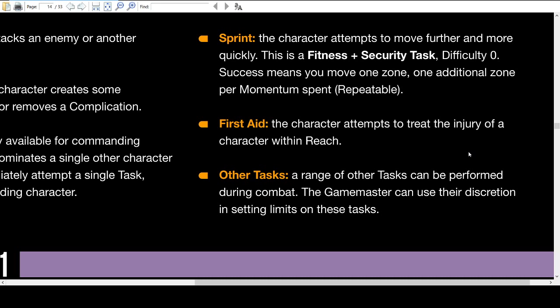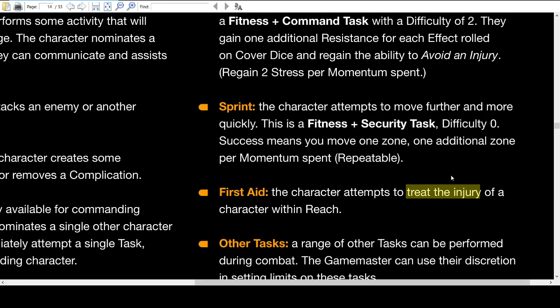Alright, so we're down to the last 2 actions, and we'll call it for the night, and we've pretty much almost spent out the time of the day. So first aid, the character attempts to treat the injury of a character within reach. So within reach obviously means it has to be at least within a closed zone. Interestingly enough, there is no mention of what attribute and discipline is being used here, and treat injury doesn't seem to be like a sort of mechanic, as compared to avoid an injury.